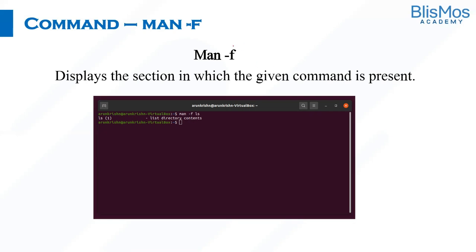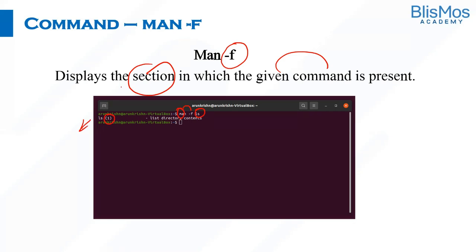As we discussed, the man command has different options. One of the options is that you can use the man command with -f. What does it do? It displays the section in which the given command is present. If you see here, we are saying man -f ls. It is saying ls (1). That means ls is in section 1.